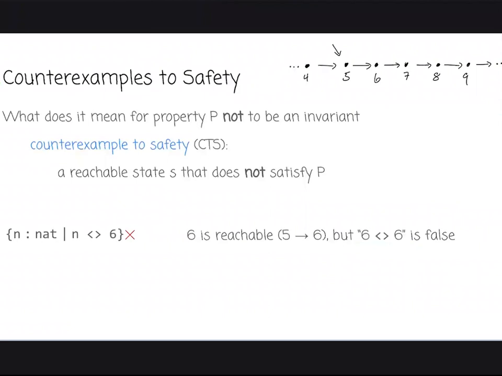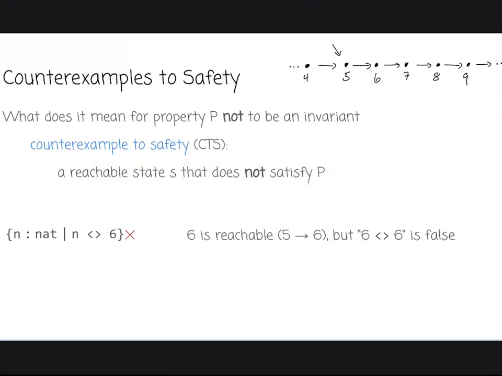That is, if we have a property P, in this case, our property is that x is equal or greater to 5, but we have a reachable state. In this case, we are proposing that this is our property, that x is never equal to 6. But then we have a reachable state, obviously, that we can step into. But it does not satisfy P anymore. This is a counterexample to safety, and it's a dangerous place to be in because it's reachable and it violates the property that we defined for our state.